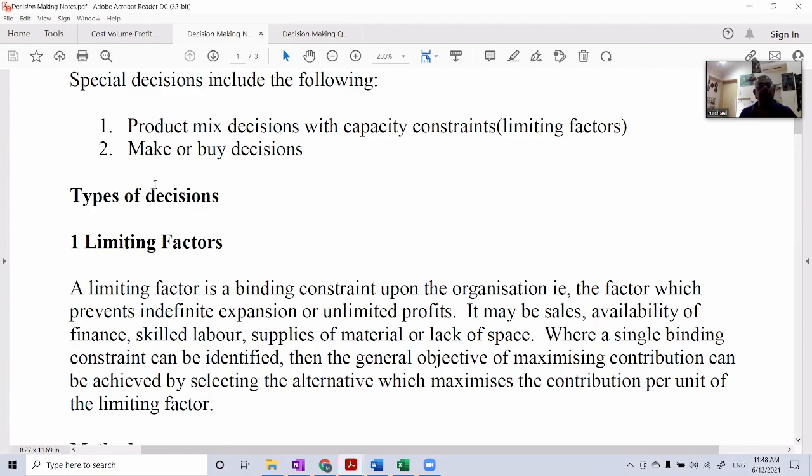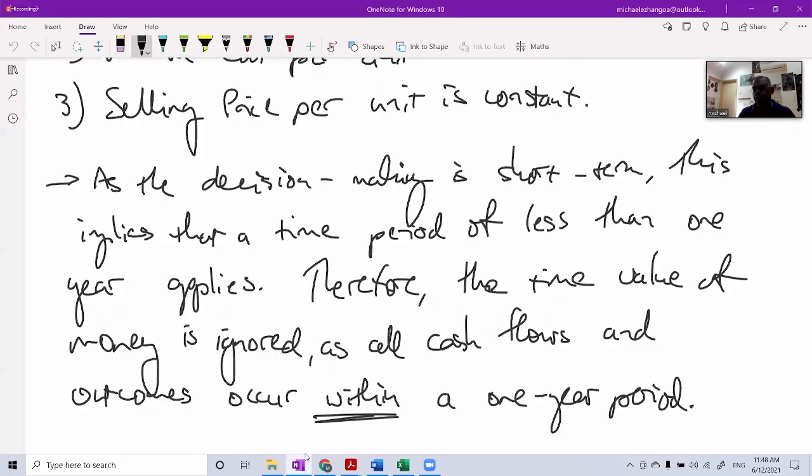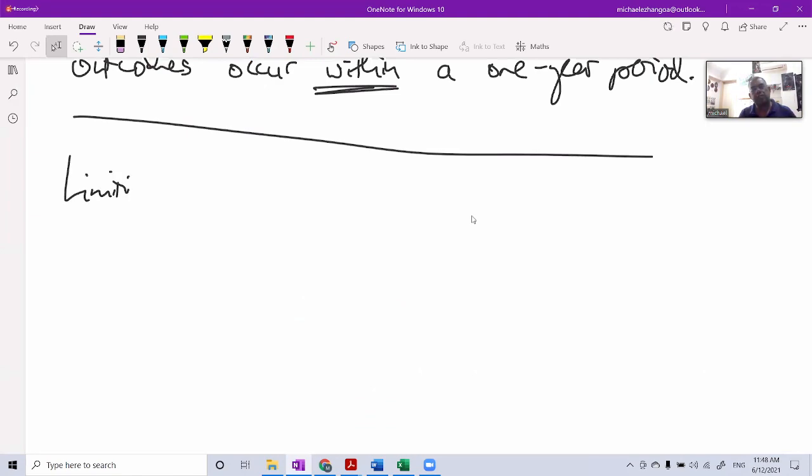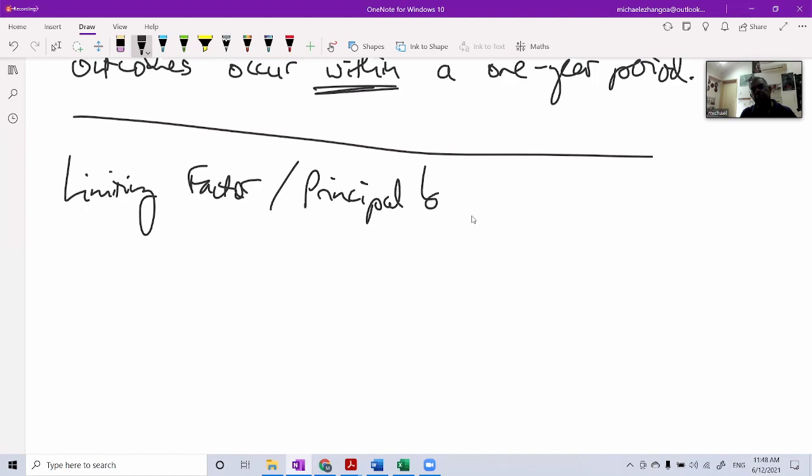Now, the term limiting factor has many different meanings to it. Some textbooks call it limiting factor, some even call it principal budget factor.